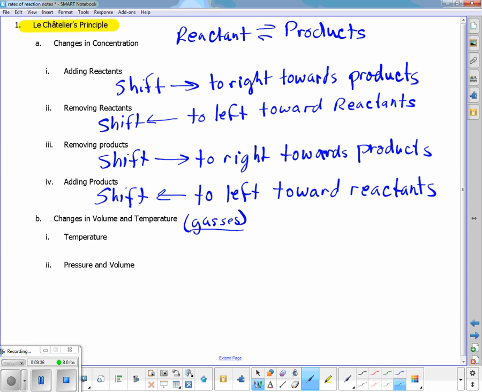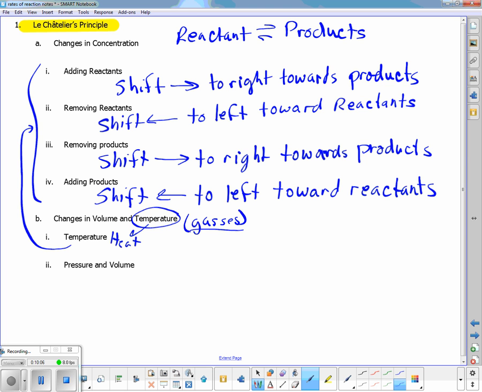If I put the pressure increasing on it, what happens? I go to the side that has the least amount of gas because it goes back into the liquid. Okay? So, temperature, this was the heat thing. Actually, the temperature doesn't just do gases, it does everything. This is the heat thing that we said earlier. So heat's basically going to follow this.